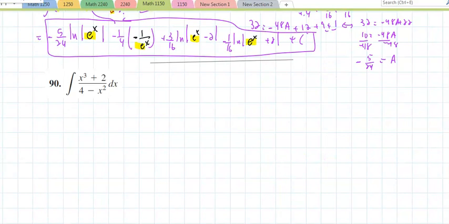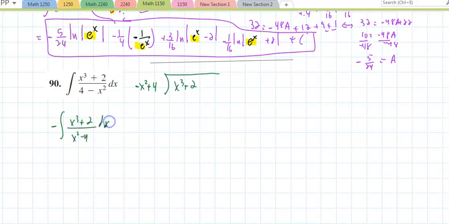Okay, next problem up, number 90. So I'm glancing at that, and I notice this is an improper fraction. So what I need to do is the algebra. I need to take x cubed plus 2 and divide that by negative x squared plus 4. If the negative is bothering you so much, you could factor a negative out. I'm not going to do that, but if it's bugging you, you could do that if you wish.